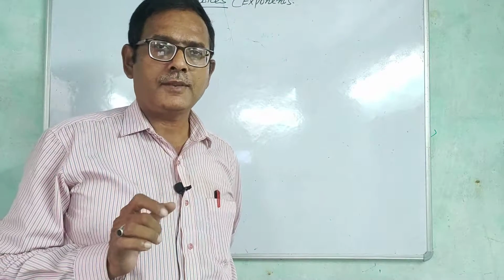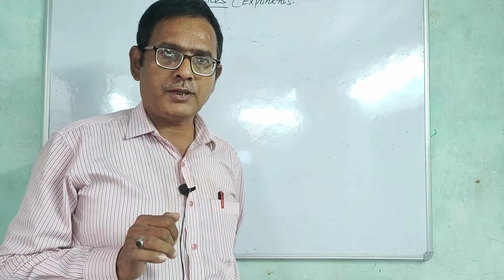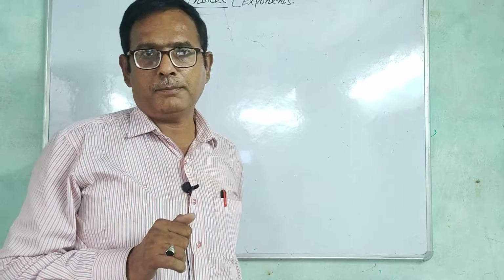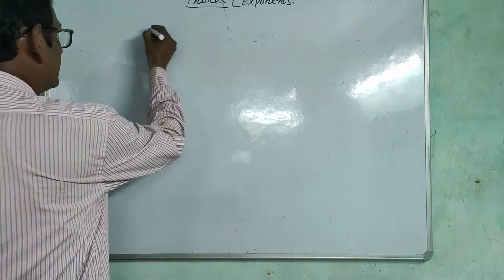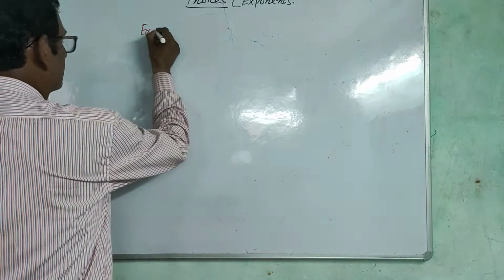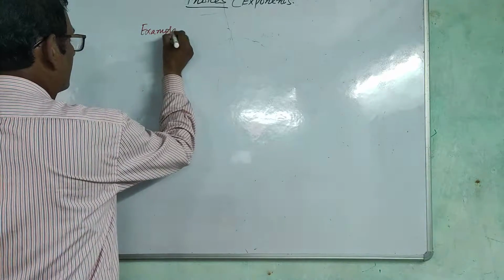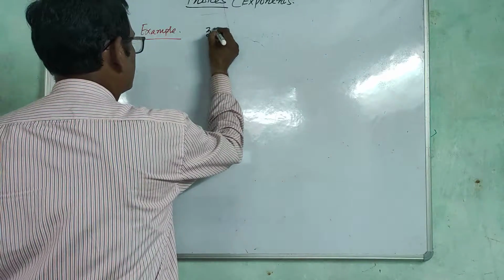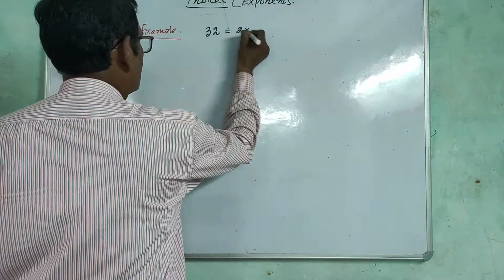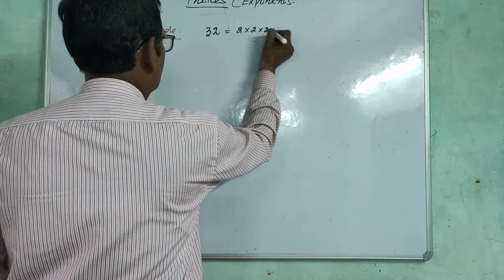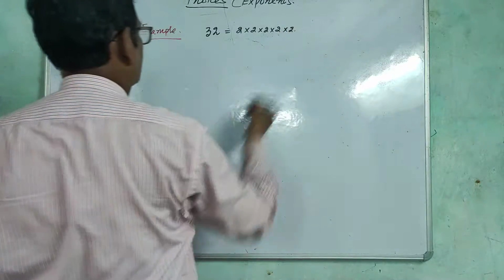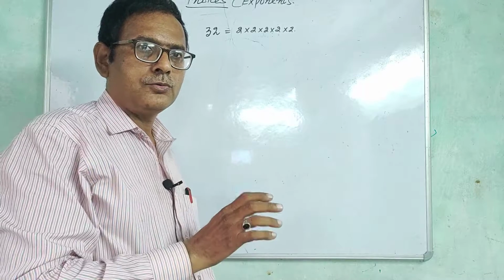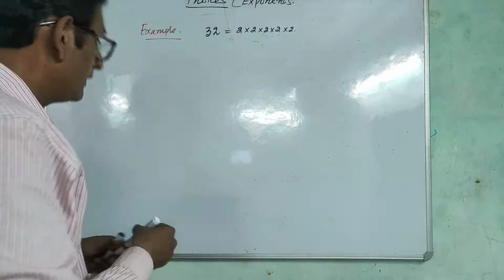You must be knowing that any number can be expressed as a product of its factors, or it can be expressed as one number raised to another power. For example, 32 is equal to 2 into 2 into 2 into 2 into 2. 32 can be written as 2 into 2 into 2 into 2 into 2, 5 times.